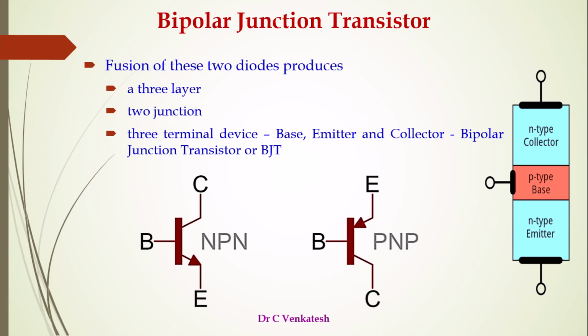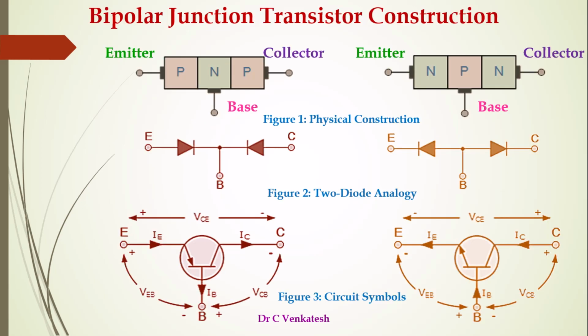The fusion of these two diodes produces a three-layer, two-junction, three-terminal device, forming the basis of a bipolar junction transistor, or BJT for short. The bipolar transistor basic construction consists of two PN junctions producing three connecting terminals, with each terminal being given a name to identify it from the other two. These three terminals are known as the emitter E, the base B, and the collector C respectively.